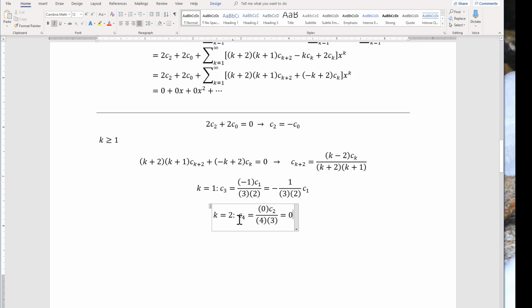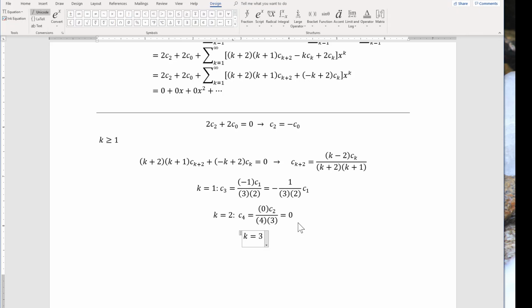So that's gone. Now let's do k is equal to 3. Again, we take a look at this and put 3 in here. We're going to get 5. 3 minus 2 is 1. This is 3. 3 plus 2 is 5. 3 plus 1 is 4. So we have this expression.